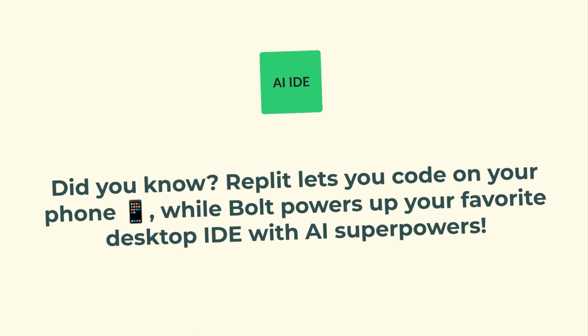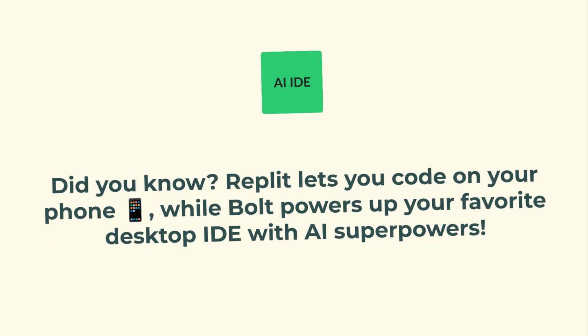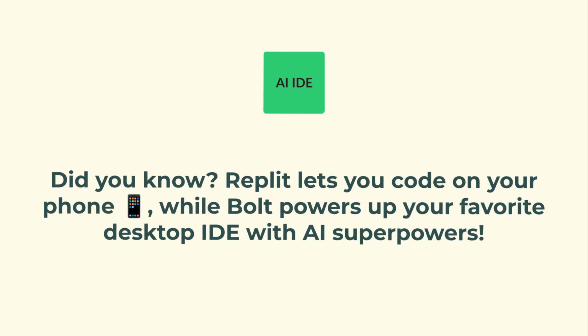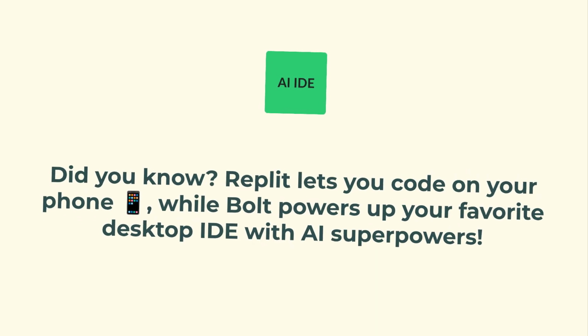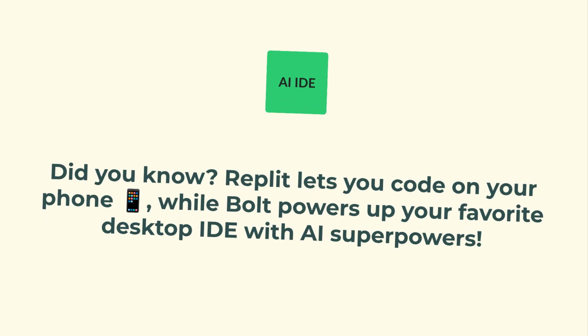Oh, and here's something cool you might not know. Replit lets you code on your phone, while Bolt is like AI rocket fuel inside your favorite desktop IDE. Neat how both have their own superpowers, huh?